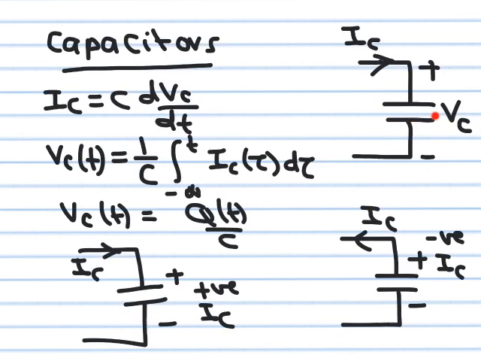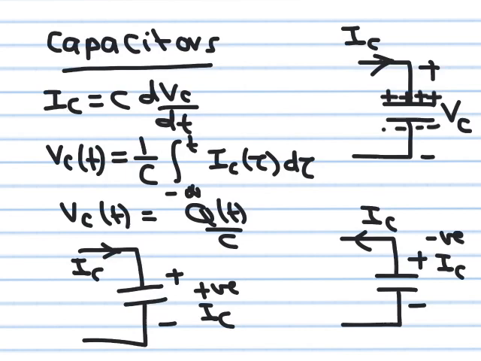When current flows into the capacitor in this way, it will start to accumulate charge. There will be a positive charge on the positive electrode, of value Q, and a negative charge on the negative electrode of value minus Q. These two charges are equal in magnitude and different in sign.